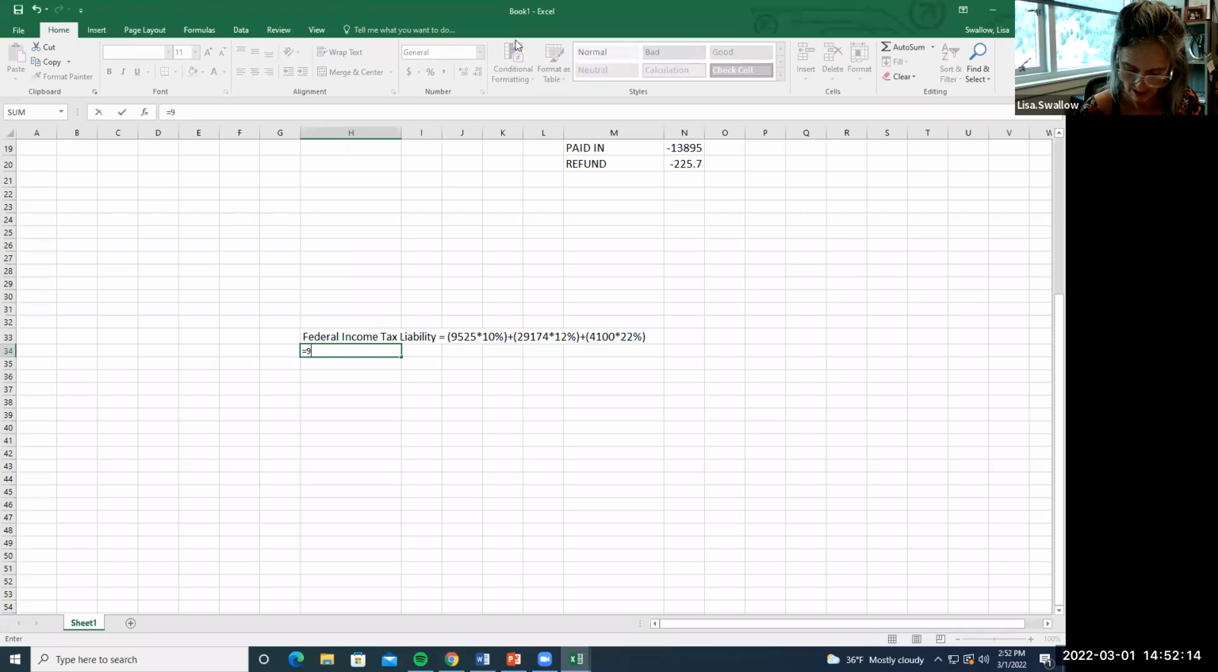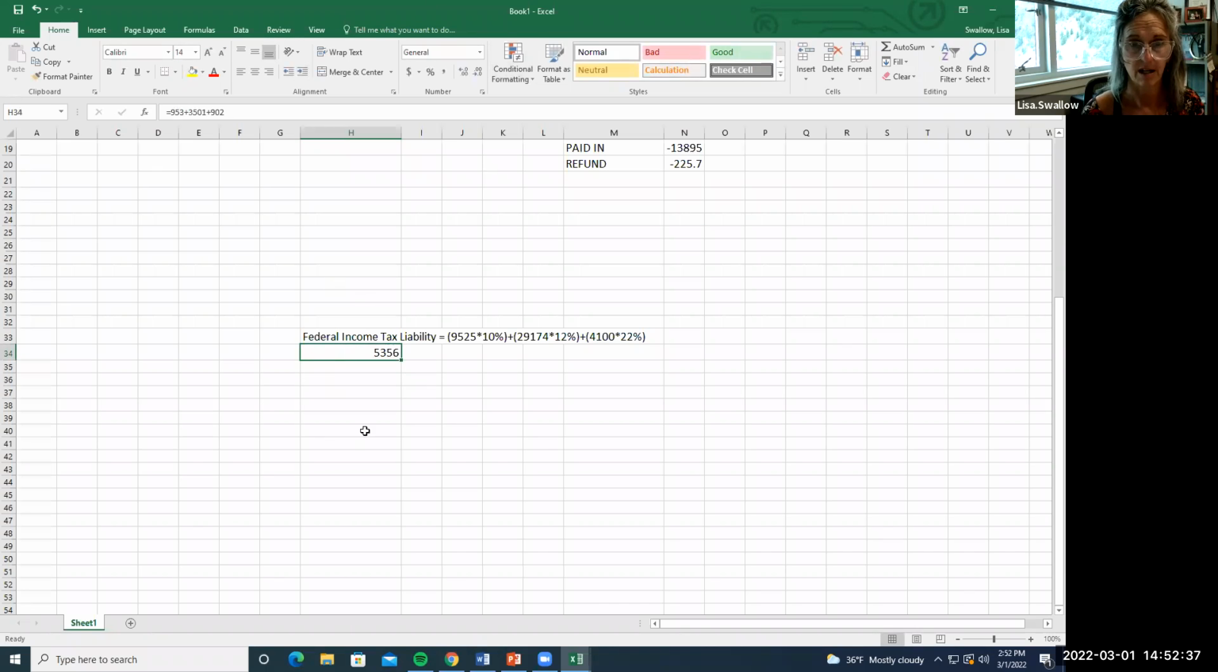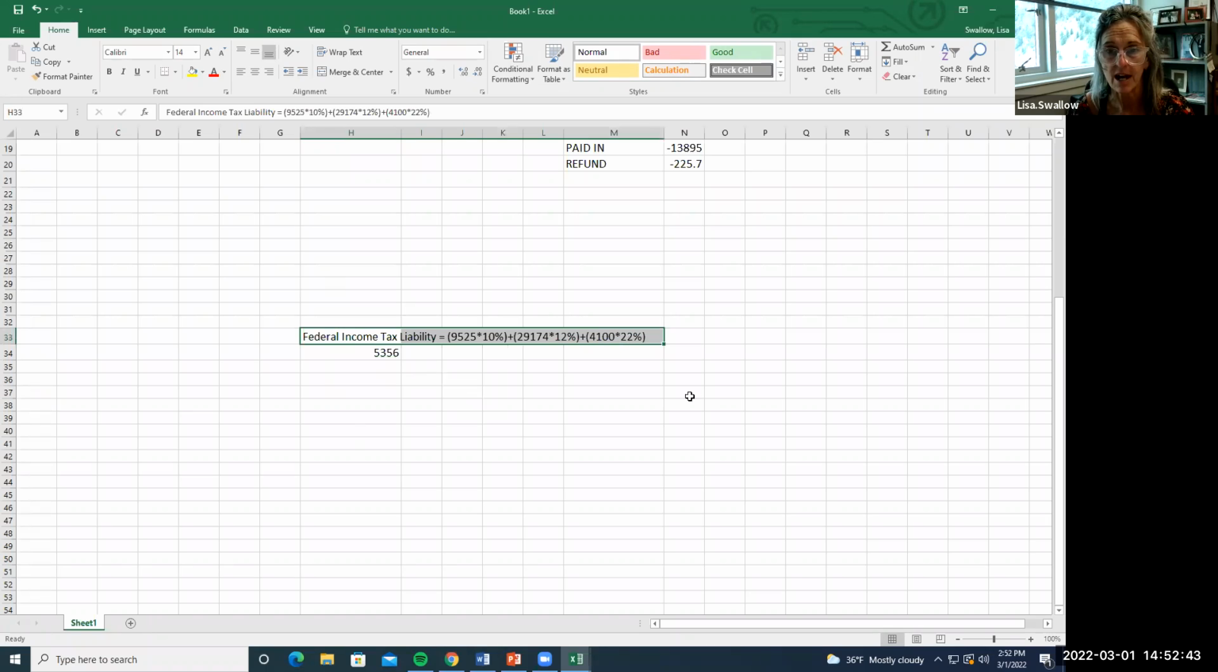So equals 953, plus, plus. So I think her tax is 53.56. Is that what you guys got when you did this formula? Okay, good. I just want to make sure that everybody's clear on how to do the formula.